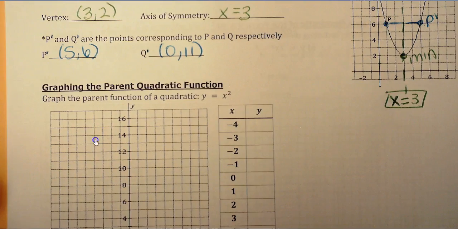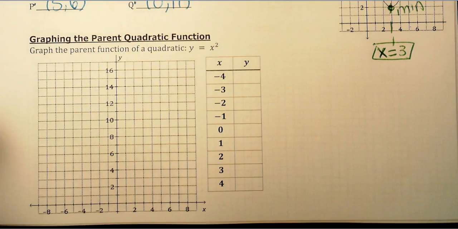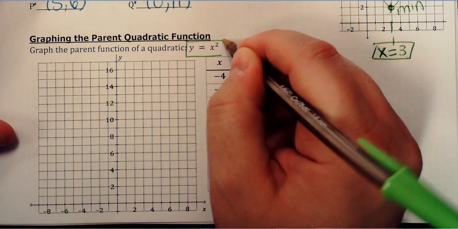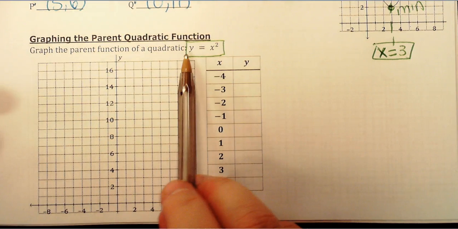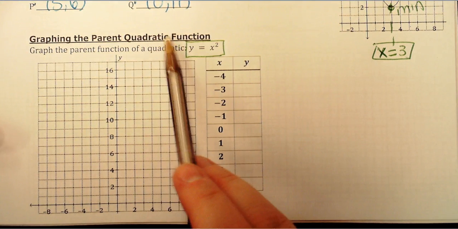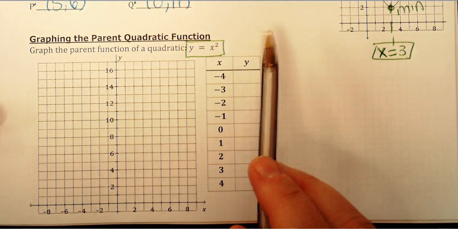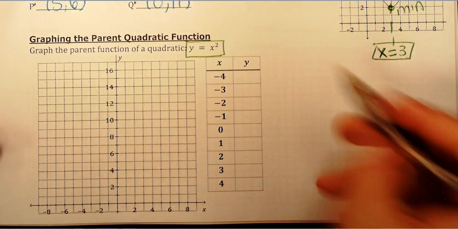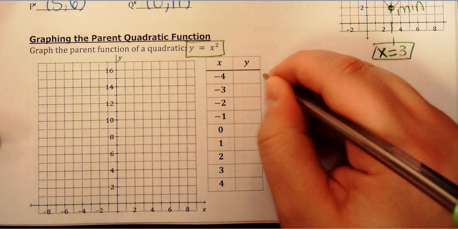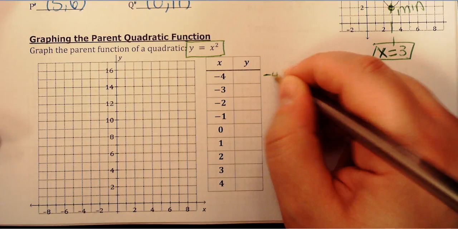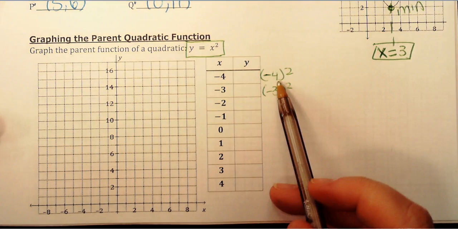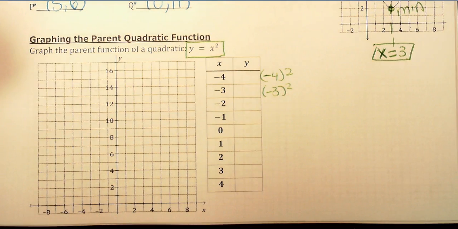Now, we're going to start with a basic graph, just what we call the parent function. Your most basic quadratic, no frills, would just be y equals x squared. To be a quadratic, you have to have the highest power of x be squared. So I'm just going to give you guys a little design here with the table, and we're going to plug in each of these values to get the y. What I want to remind you of, when you square something, especially if you're working with a negative, put that in parentheses and then square it.